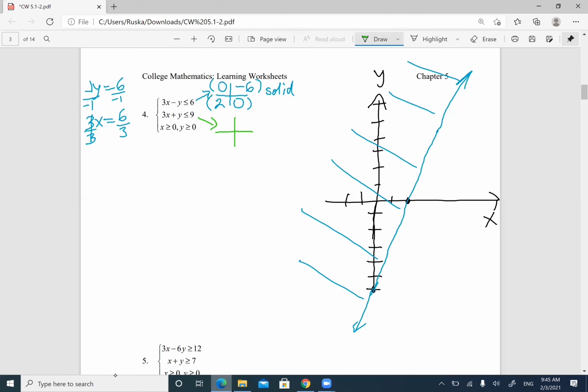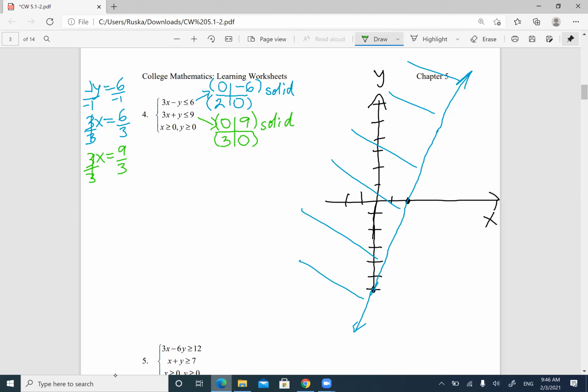And again, I need 2 points. I'm going to pick 0 for x and 0 for y again. So when I replace x with 0, I have y is 9, right? And then I'm going to pick 0 for y. So that will give me 3x equals 9. Divide by 3. So it's going to be 3. And again, I'm going to graph a solid or dashed line? Solid. That's right.